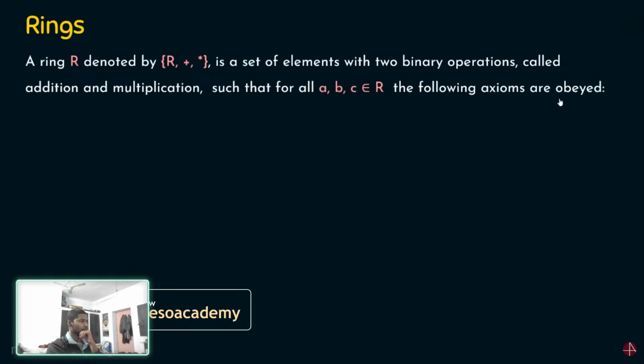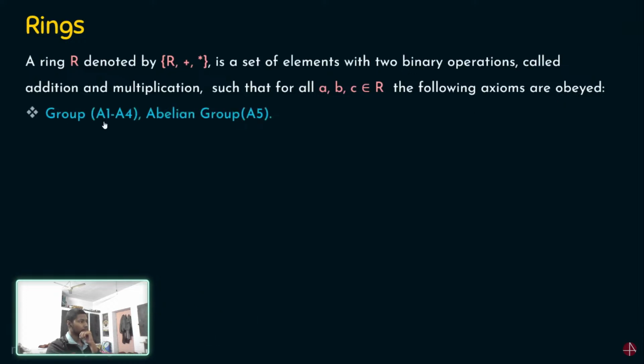So what are all the axioms that should be obeyed if the set R, plus, star is to be a ring? A ring must be a group first. So obviously it should satisfy properties A1 to A4, and it should also be an abelian group. So obviously it should satisfy the 5th axiom, the commutative axiom. So a ring is obviously a group and also an abelian group. In addition to this, are there any other axioms to be satisfied? Yes, we have 3 more axioms to be satisfied. So all the additive related things are covered here.